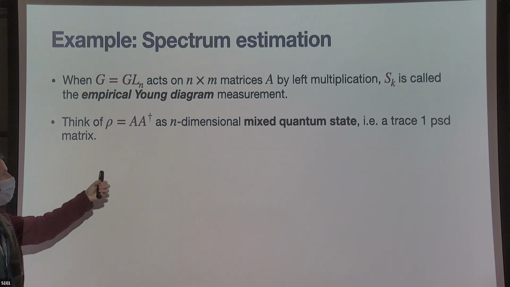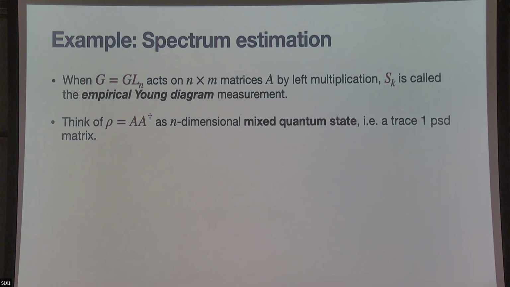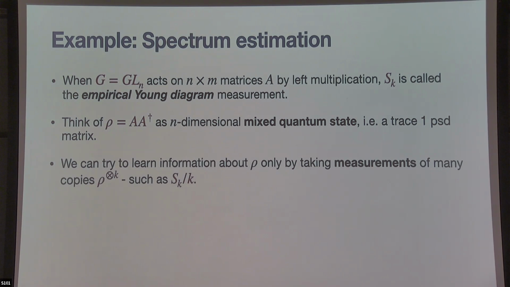I talked about pure quantum states earlier. That's just vectors in complex vector spaces. A mixed quantum state is a trace one PSD matrix. One of the things you want to know is its spectrum, because that tells you how close to being a pure state it is, and things like that. And again, we can learn information about the state by taking measurements of a bunch of copies of it. We can take as many measurements as we want, but the only way to reproduce rho is to take copies.